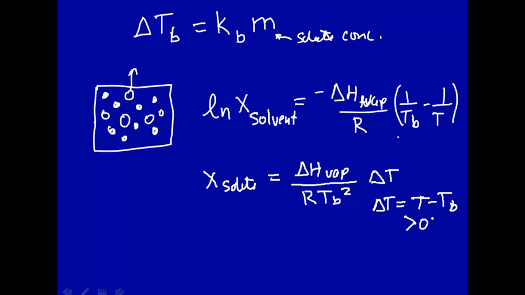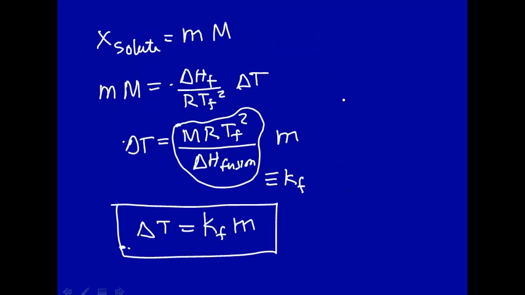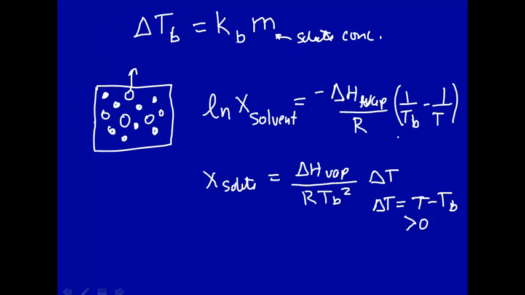On the other hand, we'll just go back here and see how we define delta T. So the freezing point goes down, so delta T here is negative, less than 0, because the freezing point is depressed. Okay, so there's different definitions of the delta for freezing point depression and boiling point elevation.